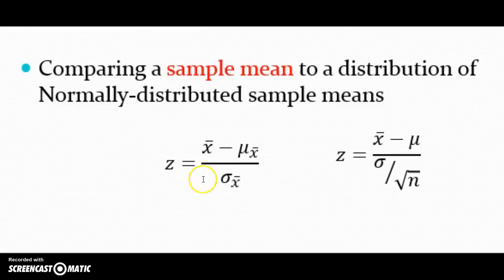Notice that we're still using the same relationship that we had in the original z-score formula. We have something minus the mean of all those somethings, divided by the standard deviation of all those somethings. And we can rewrite this to simplify a little bit, because we know that the mean of the distribution of sample means is just the original population mean. And we know the standard deviation of the distribution of sample means is the standard deviation of the original population divided by the square root of the sample size. So this is the z-score formula we need to use for this problem.